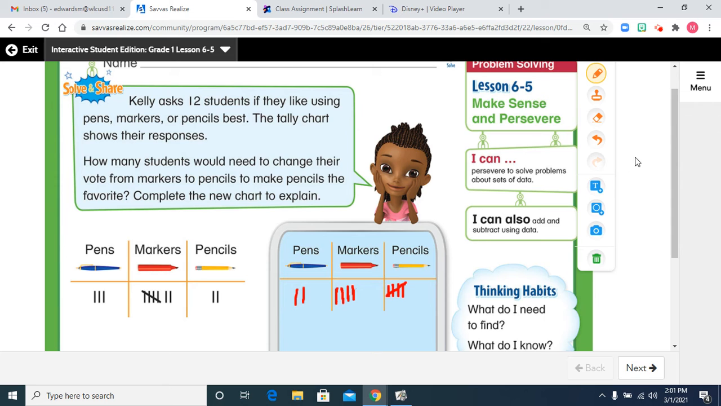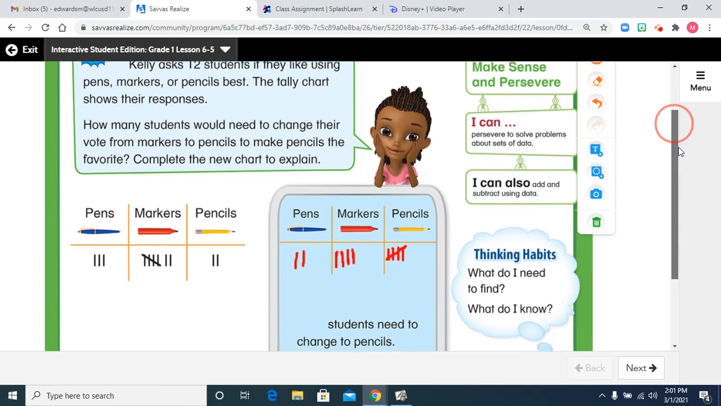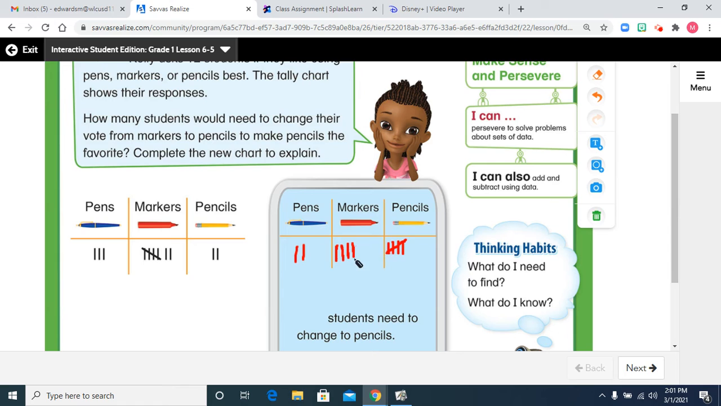All right. Now, how many markers do we have to move so that pencils was the favorite? Well, we had 7. Now we only have 4. So 7 minus something equals 4 left. Okay. So if you look, how many did we take away? We took away 1, 2, and the slash is 3. So 3 students need to change to pencils.